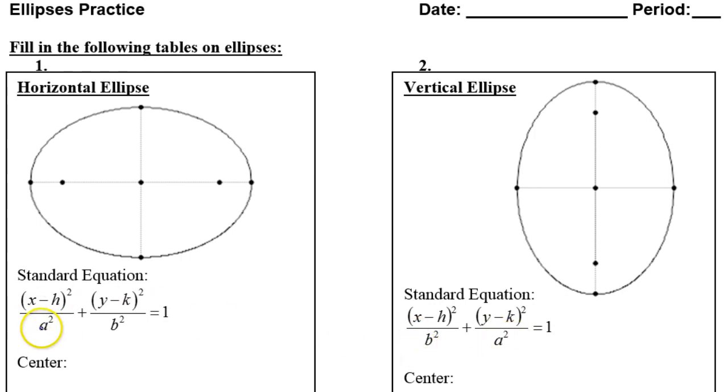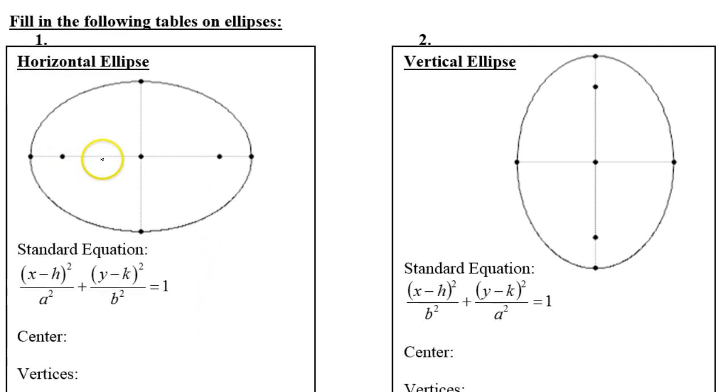So if the larger denominator is in the x term, then it's going to be longer in the x direction, so a horizontal major axis. If the larger denominator is with the y term, then it's going to be longer in the y direction, a vertical major axis. These points here and here are called the foci. Notice that the foci, plural of focus, will always be on the major axis. They always go the long way. They will always be lined up with the vertices.